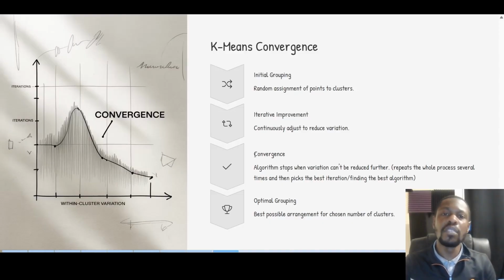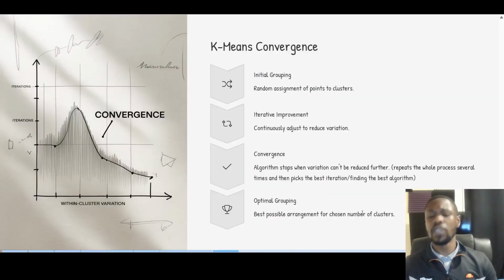And then we are aiming to achieve something known as convergence. So convergence is when the algorithm stops, when variation can't be reduced any further. So it repeats the whole process several times and then picks the best iteration. So we're just looking for the optimal grouping, the best possible arrangement for the chosen number of clusters.